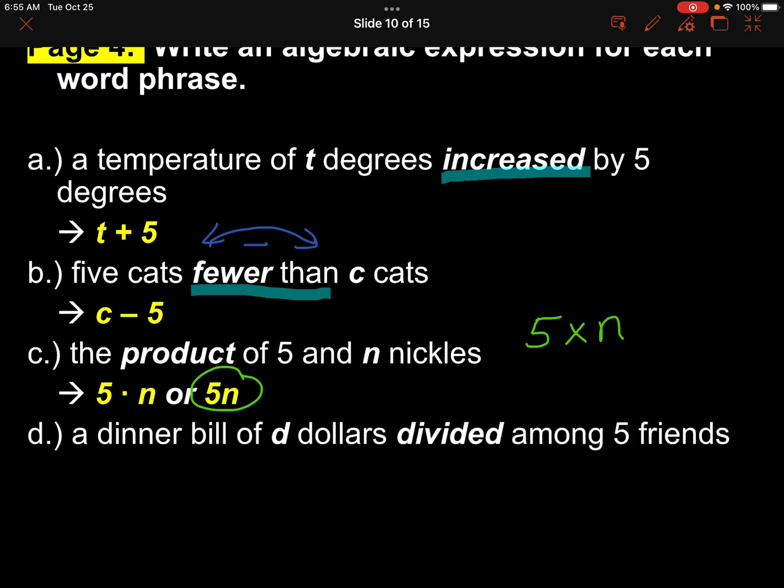The dinner bill, D, is divided amongst 5 friends. Divided, we're going to write it, and this is the preferred way. We're going to avoid this symbol, and we will write it as a fraction far more often, and this is the way I prefer to see you write division. Just get in the habit, especially as we deal with algebra. You're not going to see the division symbol very often anymore.